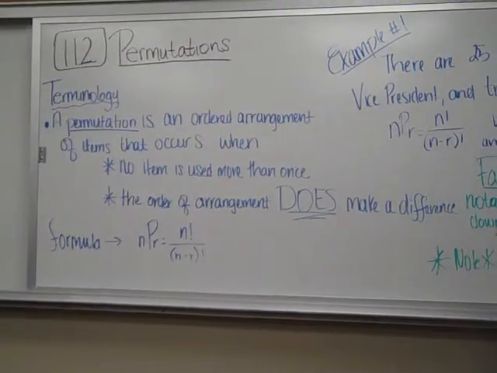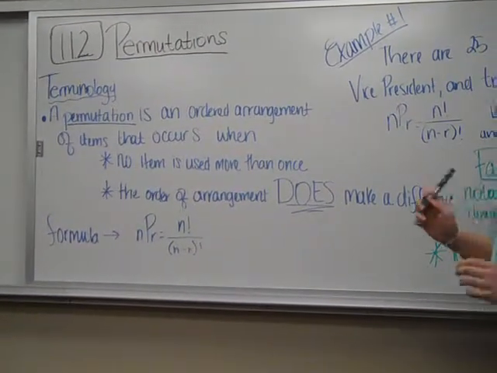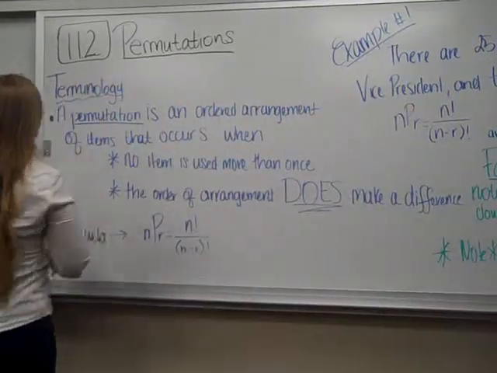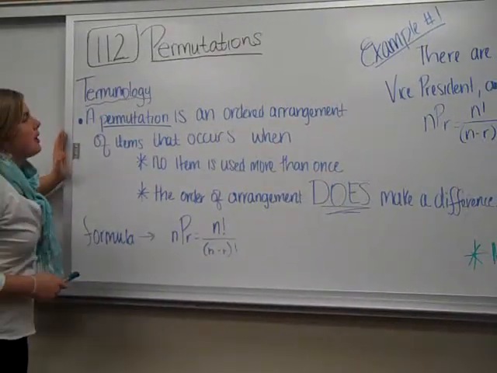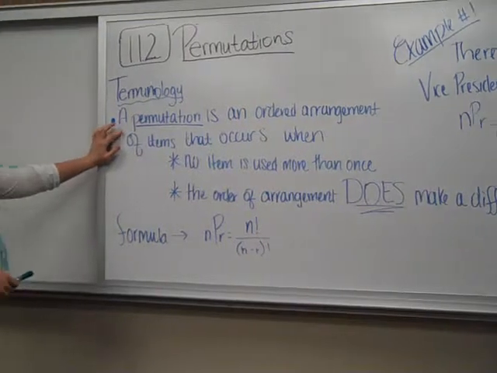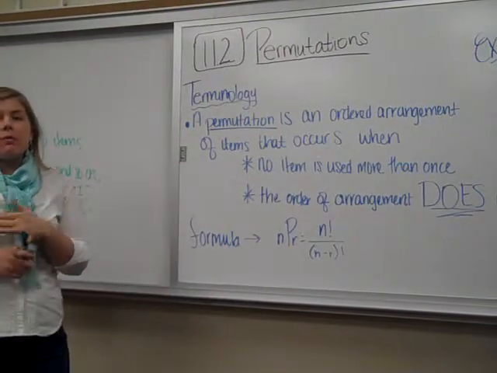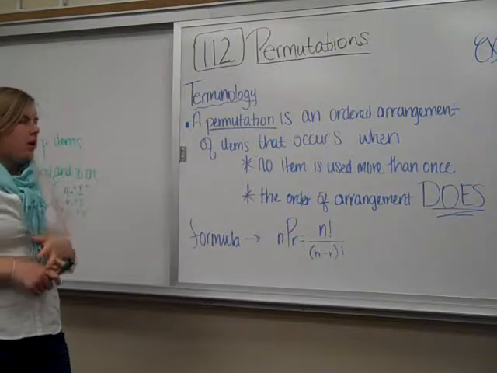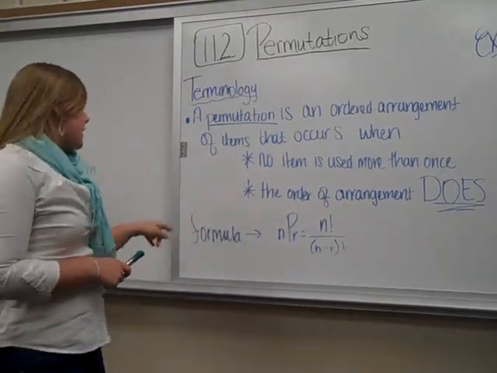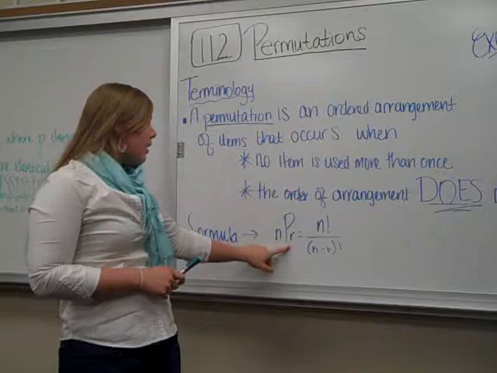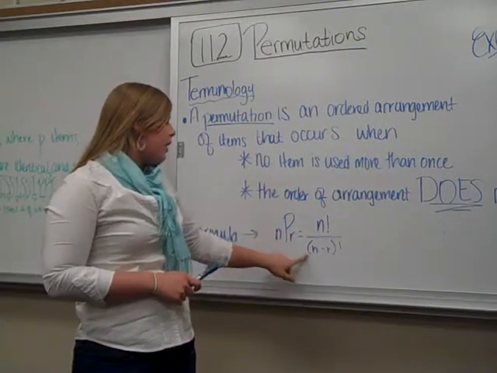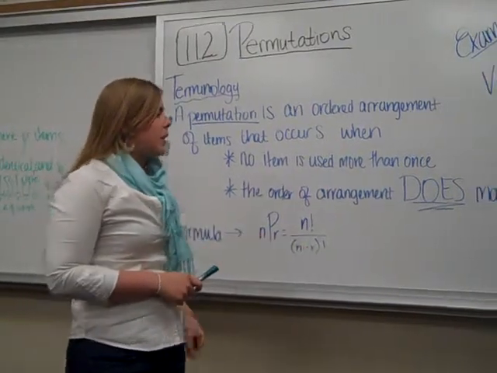Okay, so the next section I had was 11.2, and the terminology you need to know for this was permutations. A permutation is an ordered arrangement of items that occurs when no item is used more than once and order does matter. The formula for this would be nPr equals n factorial over the quantity n minus r factorial.